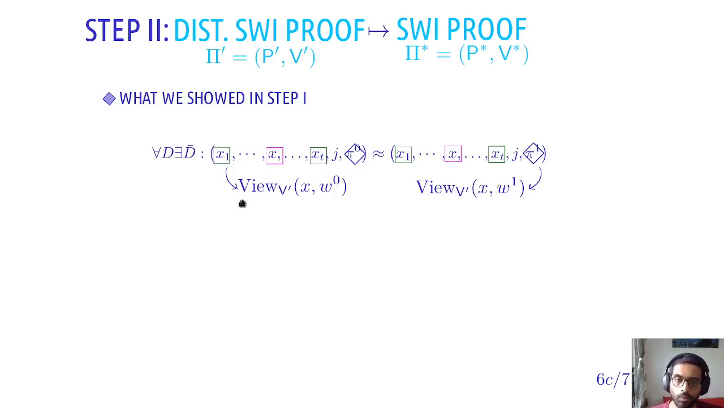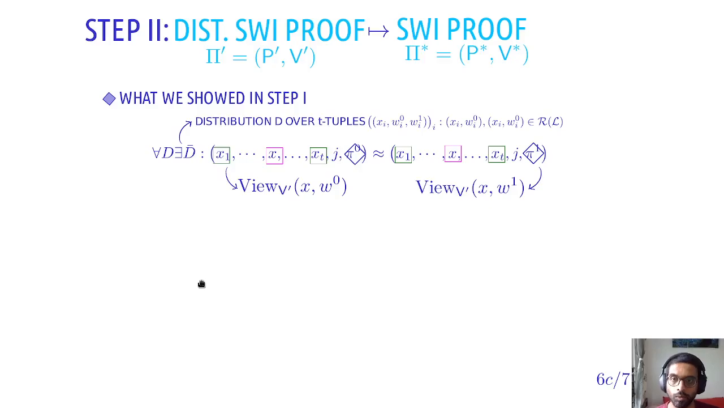Okay, so what we have shown in the previous step is essentially that for every distribution D, where D is over instance X, W0, W1, so it's instance and pairs of witnesses, there exists this distribution D bar, where D bar is over T tuples of instance witness pairs, so that these two views are indistinguishable. So for every D, there exists a D bar, and that's essentially the prover strategy of P prime.